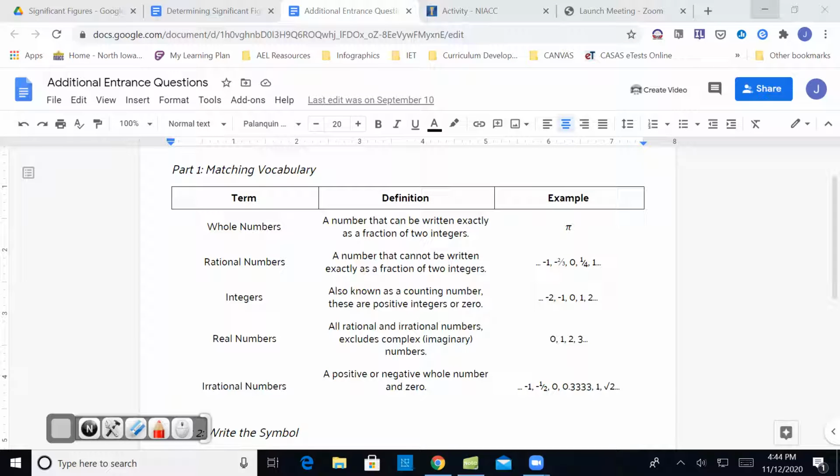So whole numbers. We have to match these terms with definition and example. We know that whole numbers would be things like 0, 1, 2, 3. And the definition that best fits this is also known as counting numbers. These are positive integers and 0. So those would be our whole numbers.